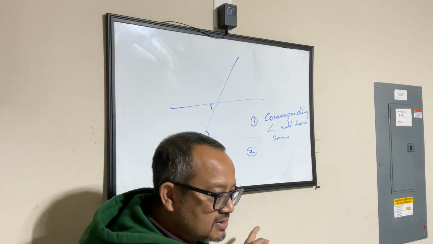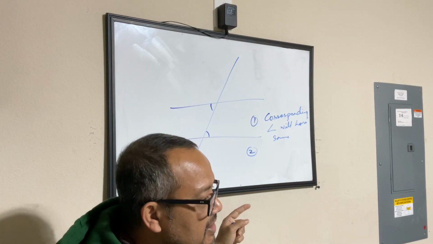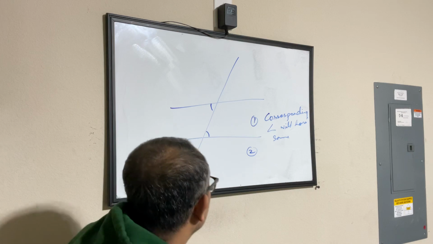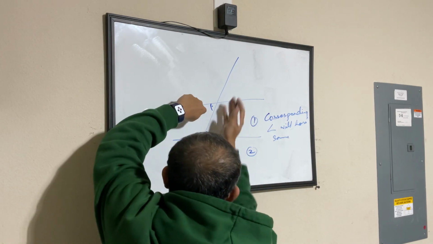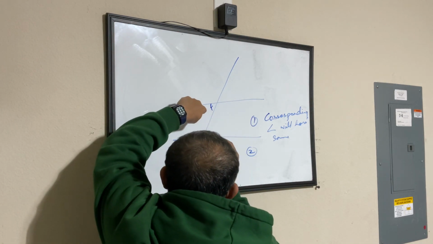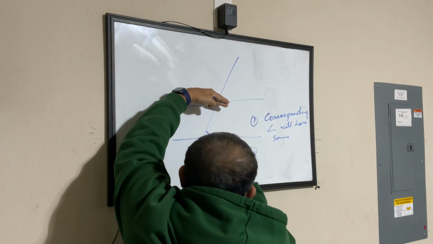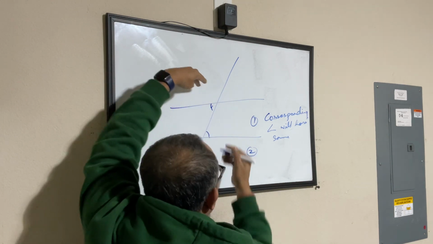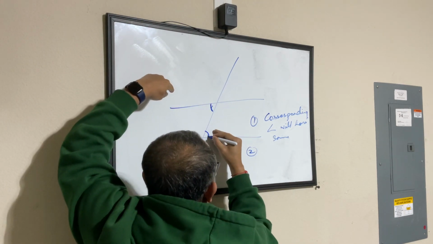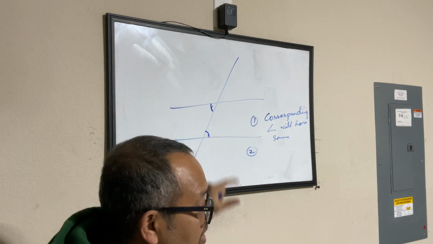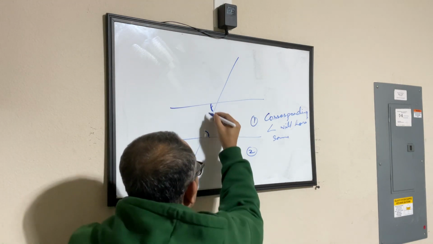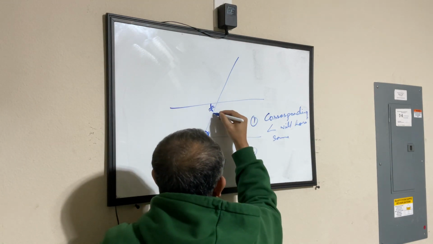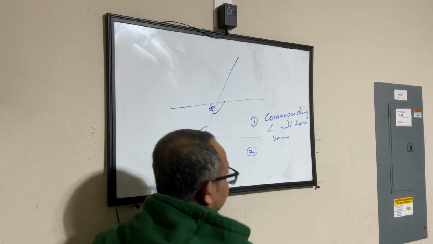The second rule is that this and this are called interior opposite angles. Interior opposite angles, meaning they are on opposite sides of the intersecting line. This is this side, but both are interior, meaning between the parallel lines. So interior opposite angles are also same. This angle will be same as this one, and this angle will be same as this one.